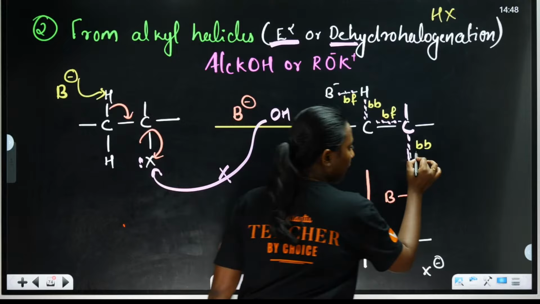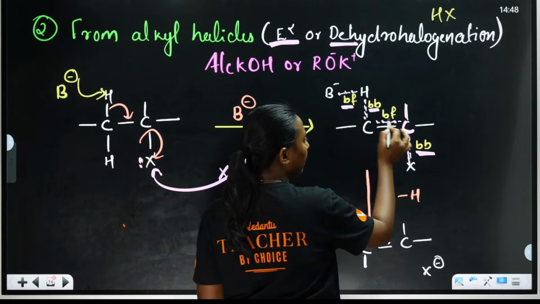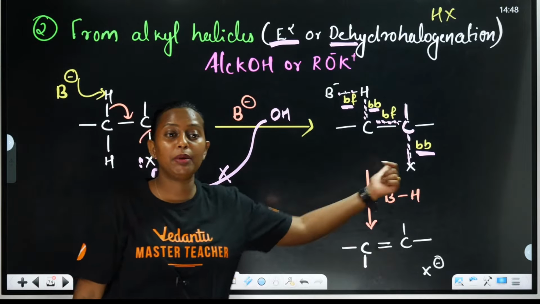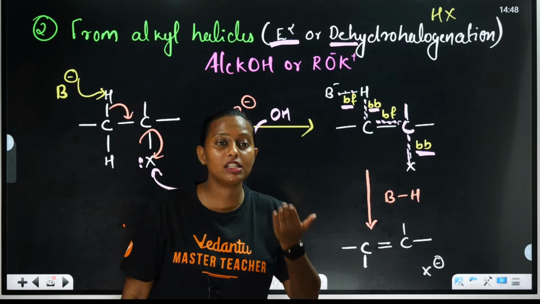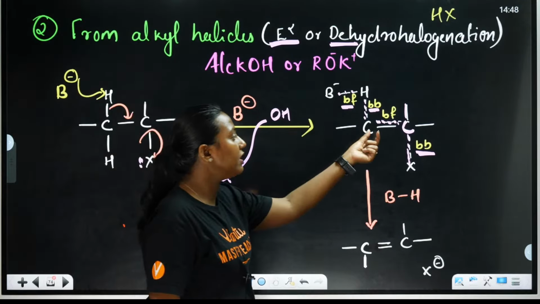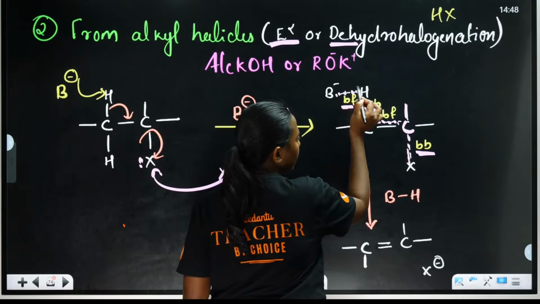So this is bond breaking. BB means bond breaking. This bond will break. But here this double bond will form. BF means double bond is forming. So then what is the next?